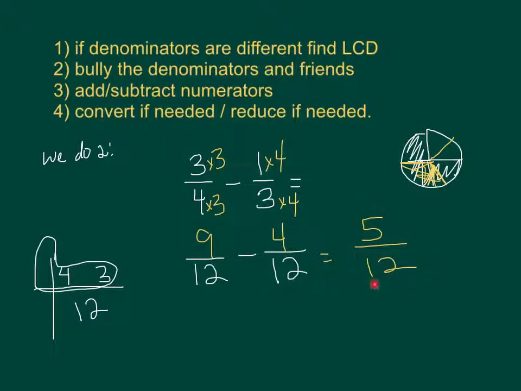No, this snowman is right side up, he's fine, that's a proper fraction. Reduce if I need to. No, there's not a number that divides evenly into both 5 and 12. So then that's my final answer. I'll have 5/12 of the pizza left.